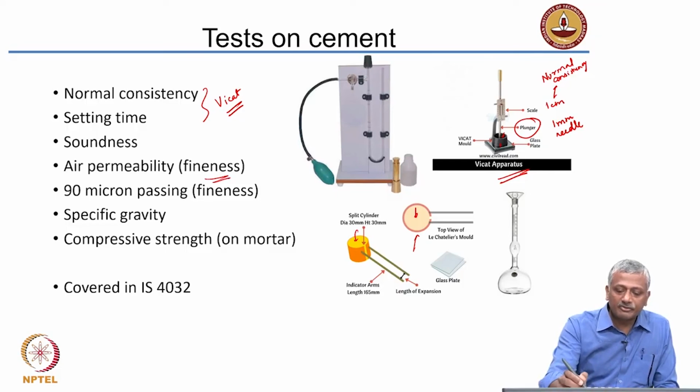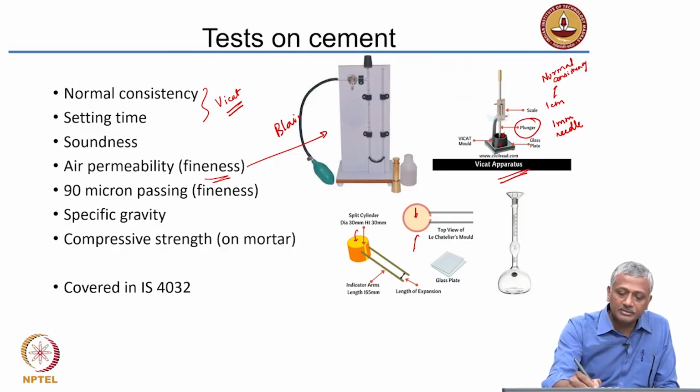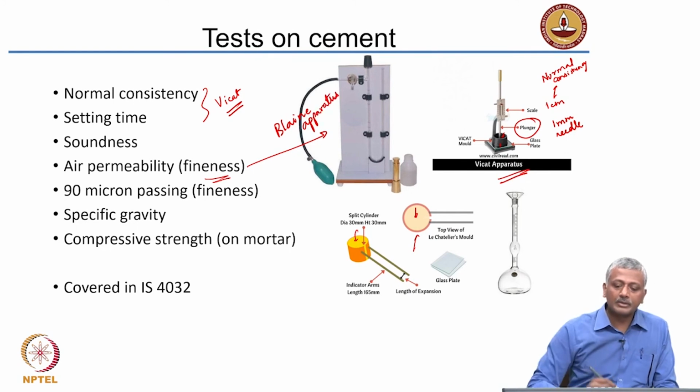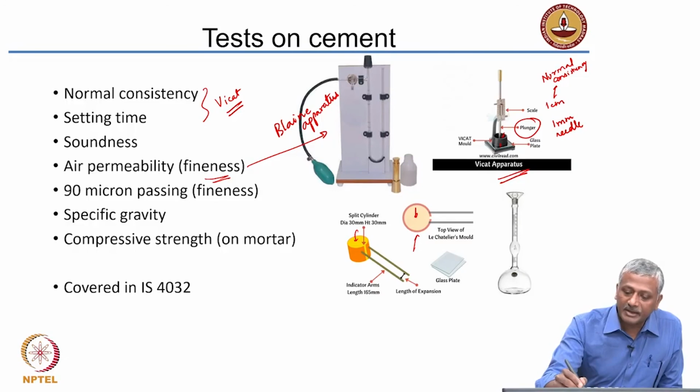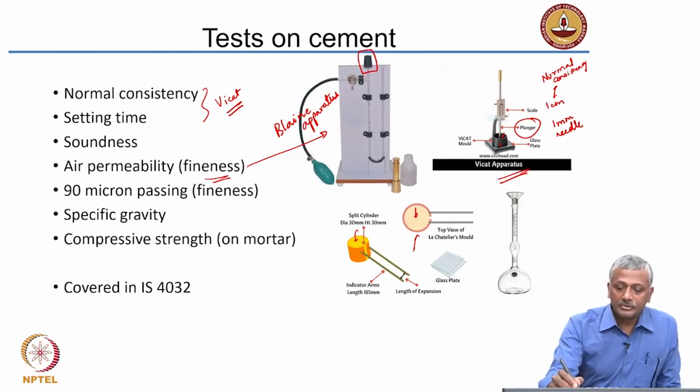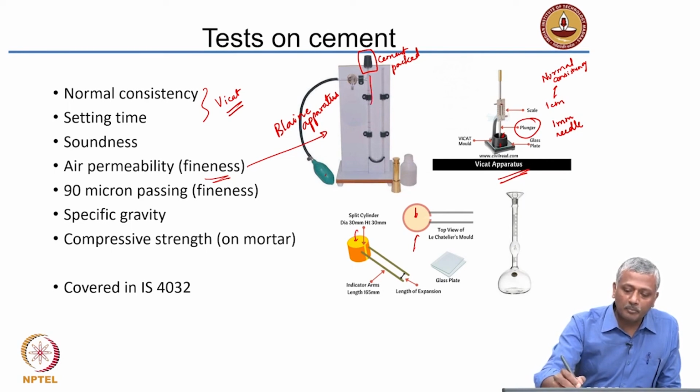Fineness is measured in terms of the air permeability test. So this is the air permeability instrument, which is also called the Blaine apparatus. So here what we do is we pack the cement. Cement is packed into a bed here, and what we are simply trying to do is, by application of pressure, make air pass through the cement bed.